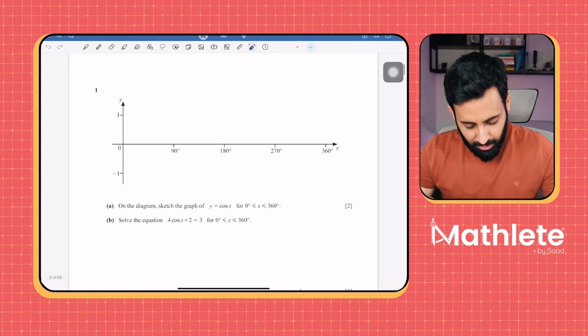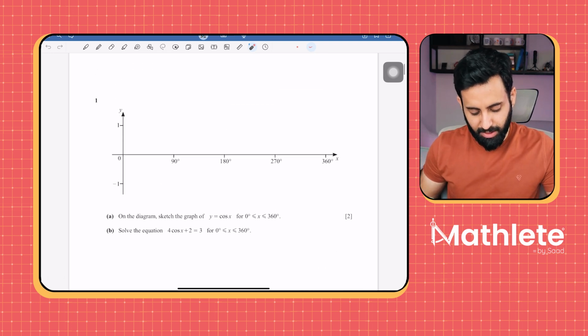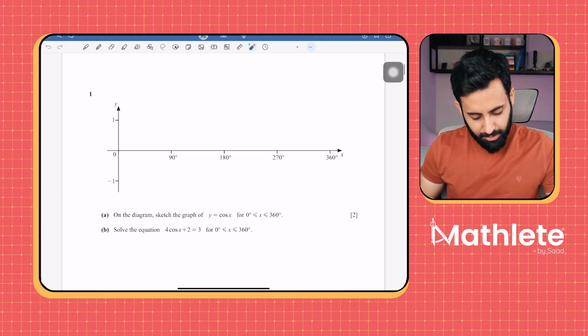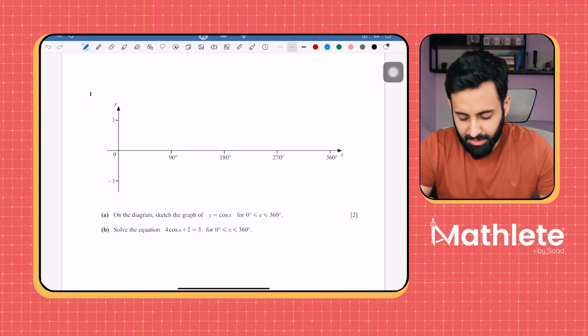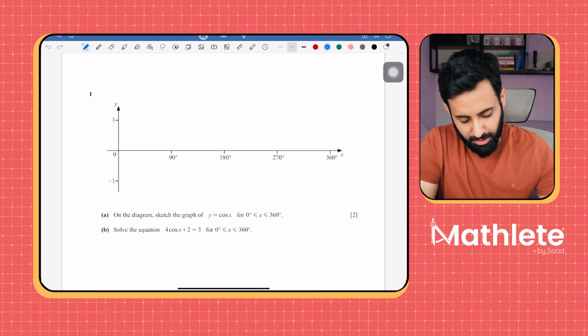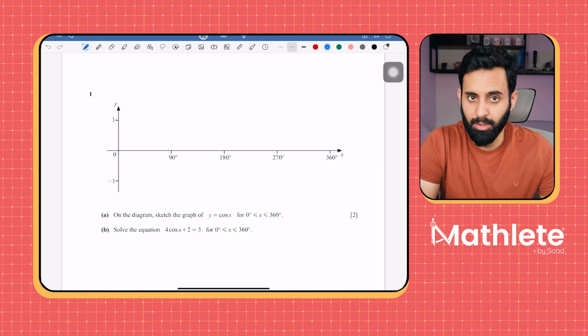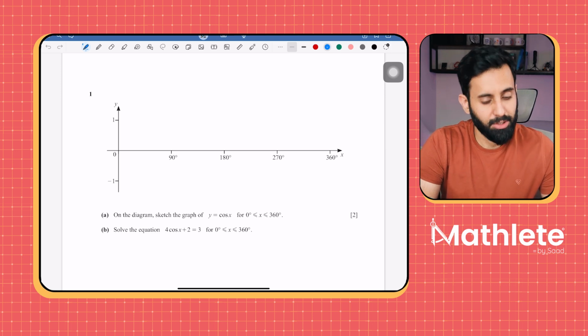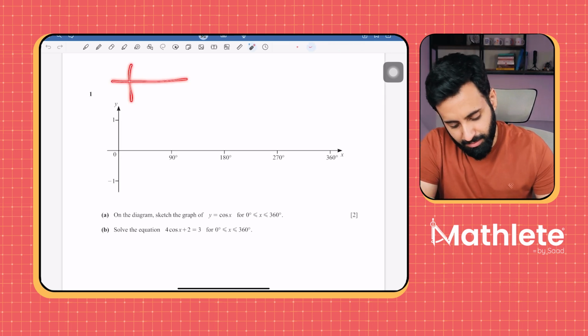Okay, so here's a question which says, on the diagram, sketch the graph of y equals cos x. Now, pretty easy, given that you remember the values. So this part, the sketching part, can come in a non-calculator paper. So you've got to make sure that you remember the values. If you don't remember the values, then just recall the shape of the curve, and that will help you recall the values as well.